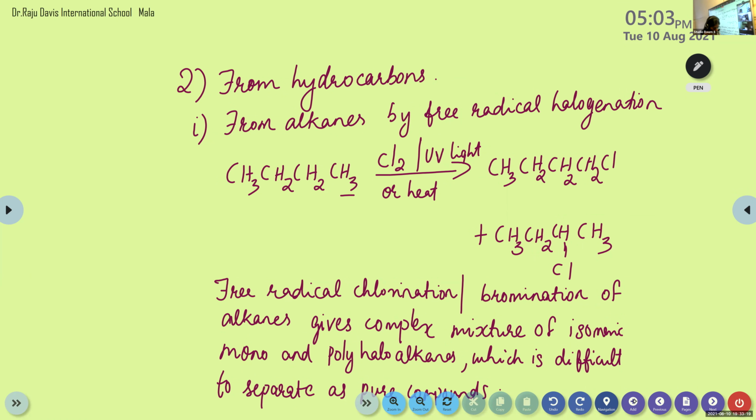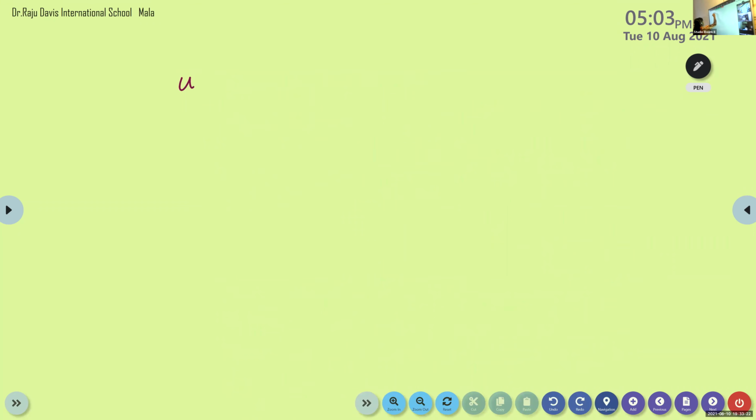Yes. Next one, from alkenes. It comes under the category of from hydrocarbons, from alkenes. Here there are two methods. First one, addition of hydrogen halides.